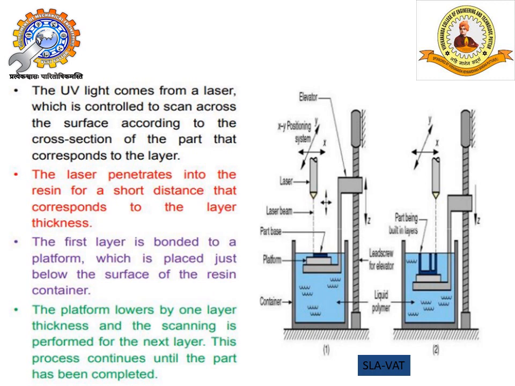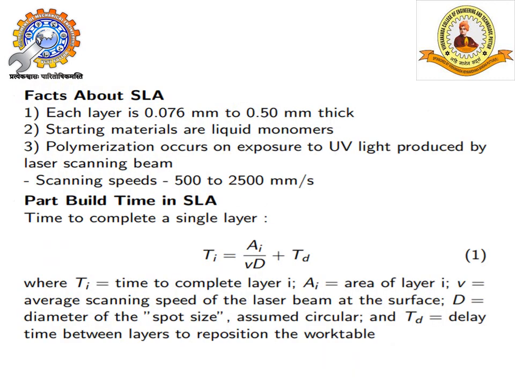Then what happens? The platform will be lowered. You can see in the second figure where Z is shown in the downward direction. That means the part which is completed will be submerged in the liquid polymer. The platform is lowered by one layer thickness, and the scanning is done for the next layer. This process continues till the part is completed.